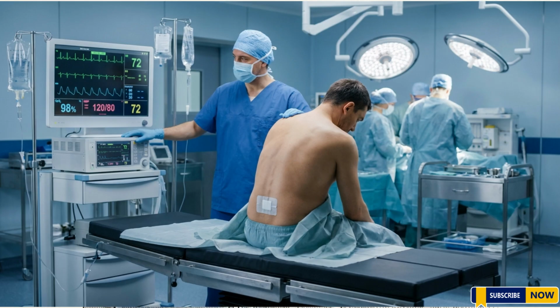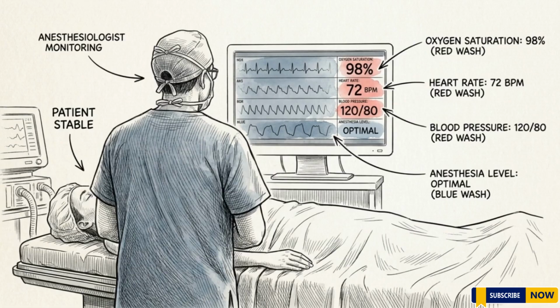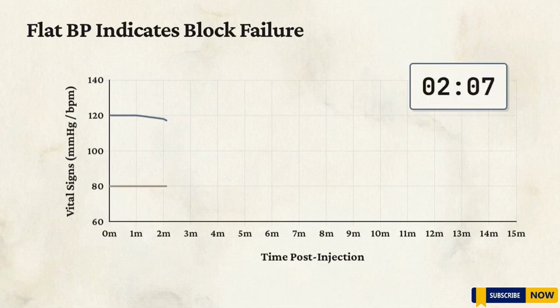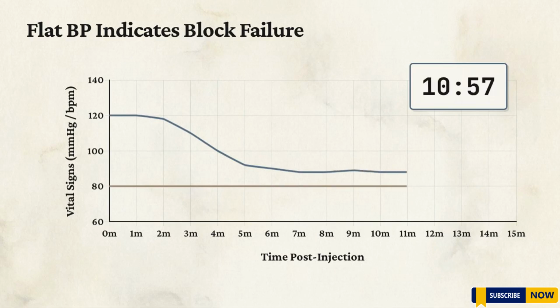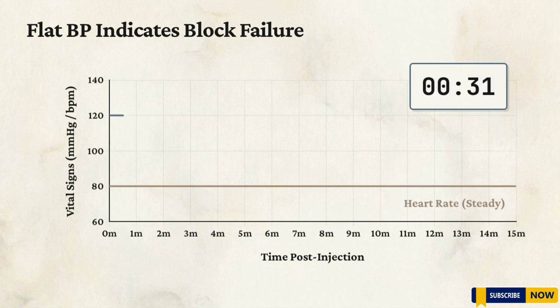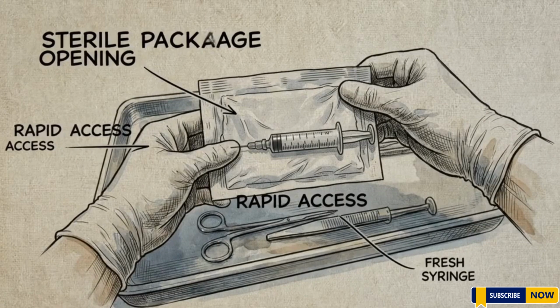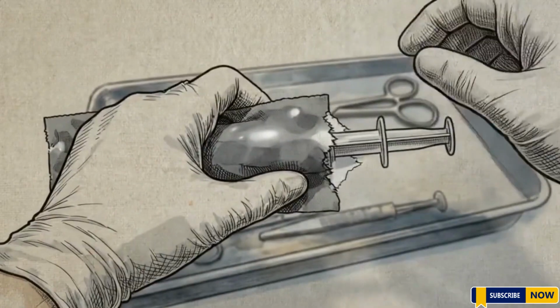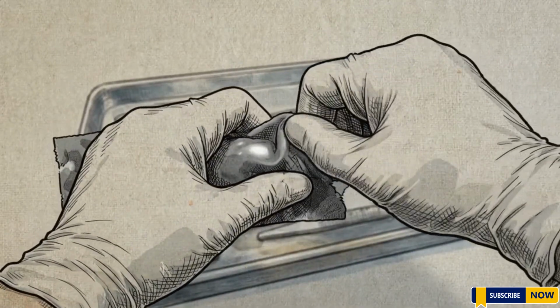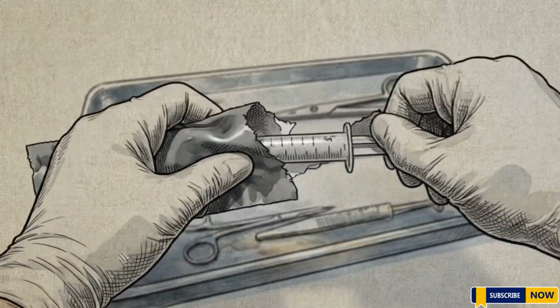The anesthesia provider must actively monitor the patient's autonomic responses immediately following the subarachnoid injection. This chart illustrates the earliest indicator of a successful block. While heart rate remains steady, blood pressure suddenly drops. If 15 minutes pass post-injection and the blood pressure line remains completely flat, the block will be inadequate. The absence of this autonomic response at the 15-minute mark is a definitive signal. It demands immediate clinical intervention before the surgical incision is made.